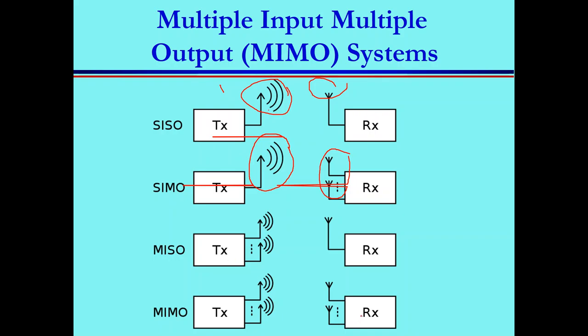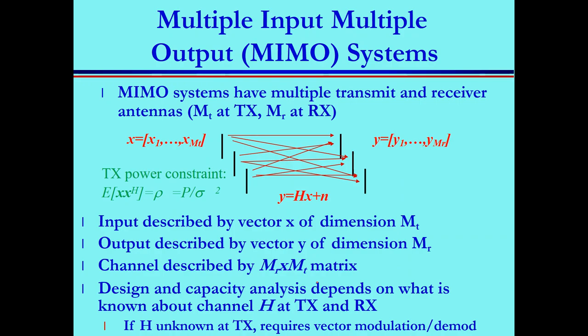And we have the case where we have multiple antennas at the transmitter and multiple antennas at the receiver. We call this general case MIMO, which we will be studying. This case includes all the other cases, obviously. The other cases become subsets of it.